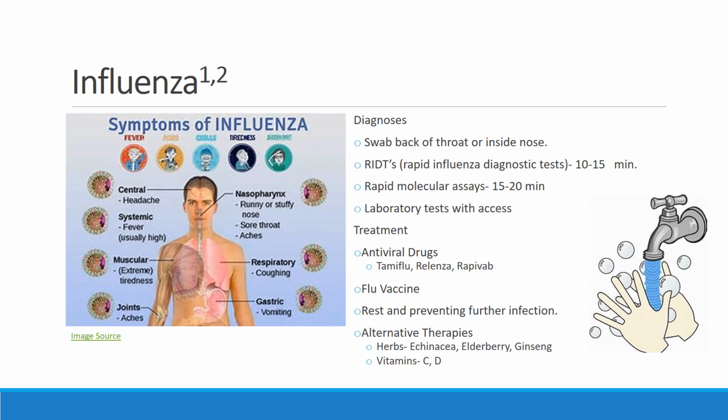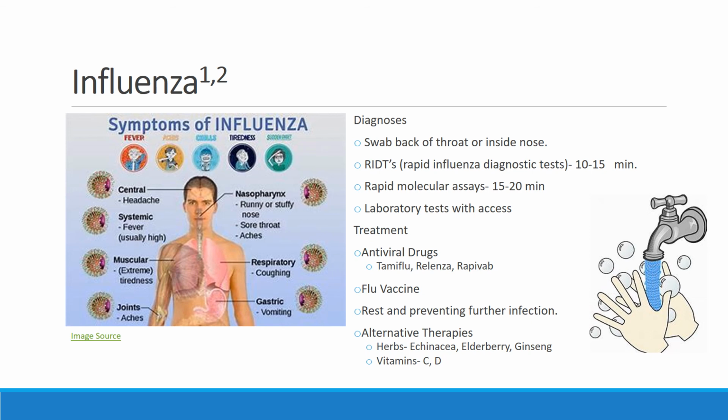Influenza is tested by swabbing the back of the throat or inside of the nose and testing for viral infection. It's often done using a rapid molecular assay that can provide a diagnosis in as little as 15 to 20 minutes. There are more accurate tests than this, but these often require laboratory access.